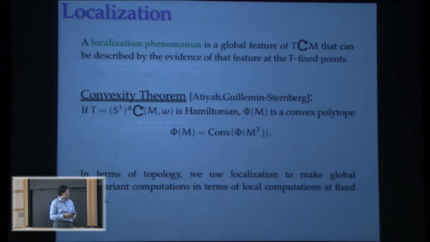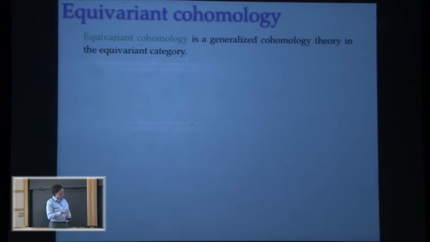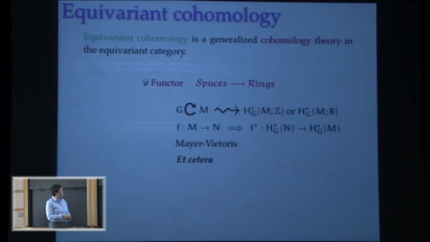Okay, and so topologically, we're going to use some localization phenomenon to describe something global about the manifold in terms of something about the fixed points. Okay, and the first thing I'm going to talk about computing is equivariant cohomology. There's a terrible sentence, but I'll tell you what all the words mean. So equivariant cohomology is a cohomology theory, just means it's a functor from spaces to rings. Okay, so it's something that, given a group action, spits out a ring. If I have a map between two manifolds, I get a map backwards in cohomology. I have Mayer-Vietoris sequences, etc.